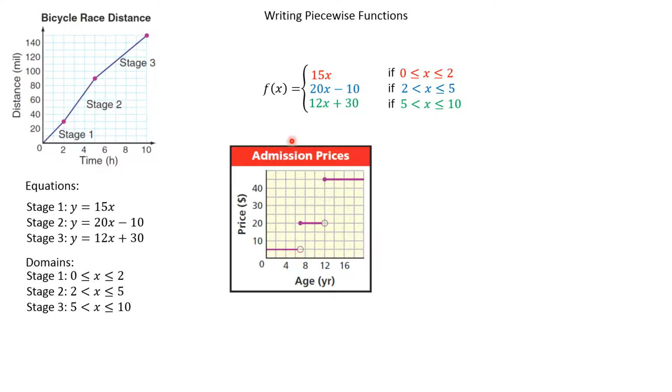So admission prices. And this is a great example of where you'd see piecewise functions in the real world. Prices go by age group. If you're less than 7, you get charged $5. If you're in between 7 and 12, you get charged $20. And if you're over 12, you get charged $45.